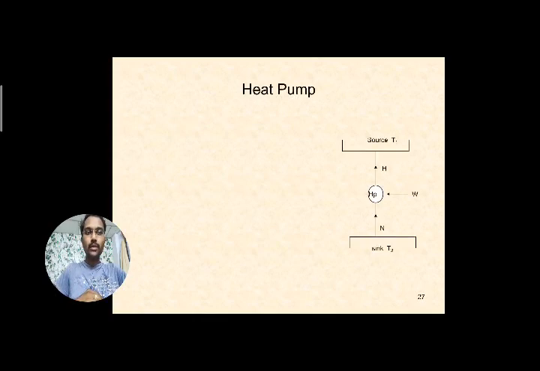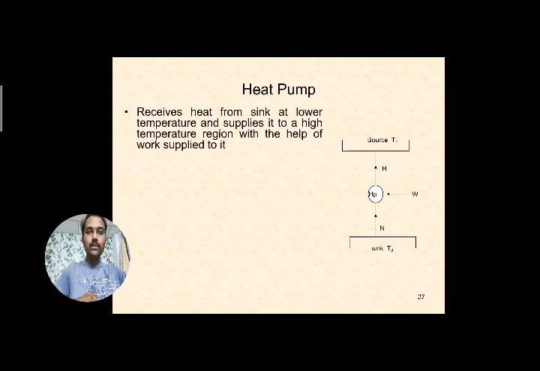and a heat pump is provided at the center, and you can see the sink at the bottom maintaining the temperature T2. And here the work is done on the heat pump, external work is done on the heat pump. Here the terminology is there, so I will explain what is N and what is W and what is H. Next, what is the function of the heat pump.